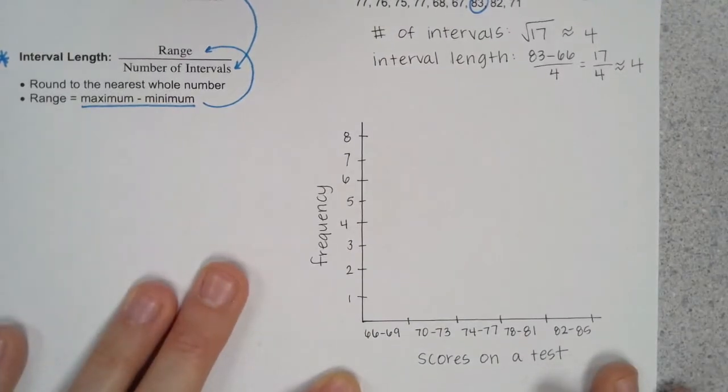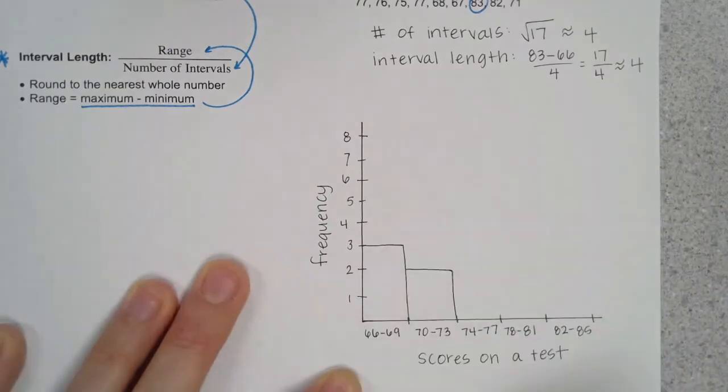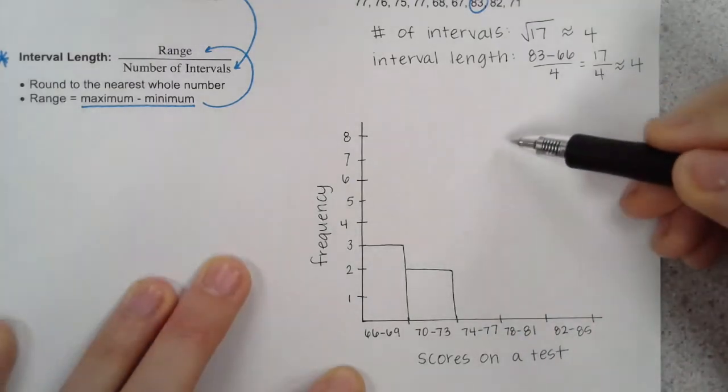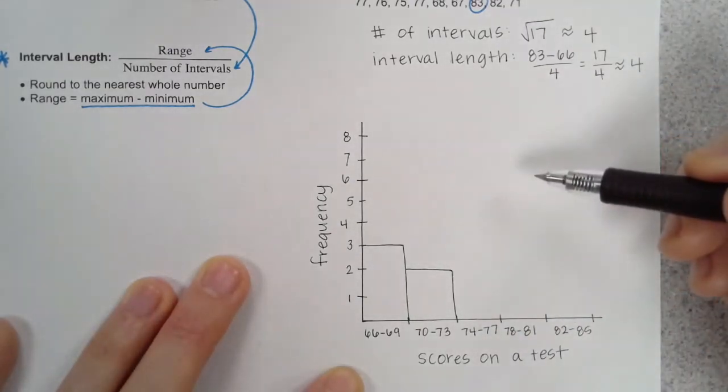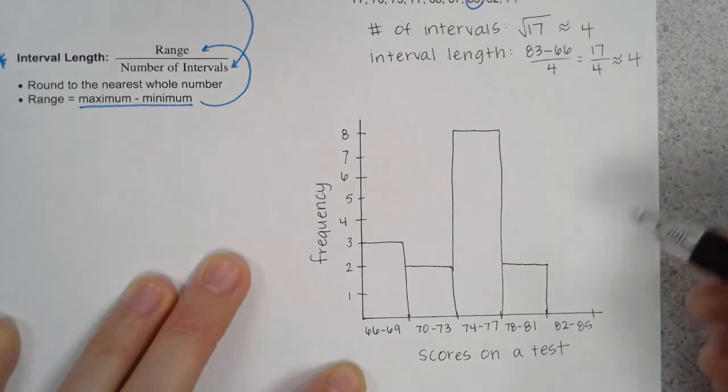So from 66 to 69, in the list of data up above, there are 3 numbers that fall within that range. And then next up, from 70 to 73, up in the list above, there are 2 data values that fall within that range. From 74 to 77, there's a lot on this one, there are 8 data values that fall within that range. And then from 78 to 81, there are 2. And lastly, from 82 to 85, there are 2.